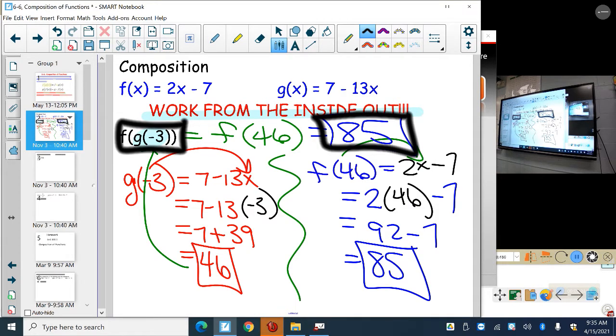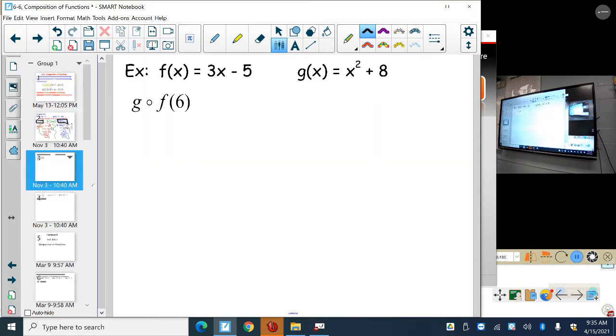Okay? Let's do the next one. The next one, I have different notation. The notation I have now is g of f of 6. So what we're going to do is simply replace the little o with a parenthesis.